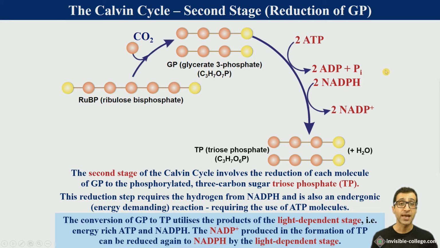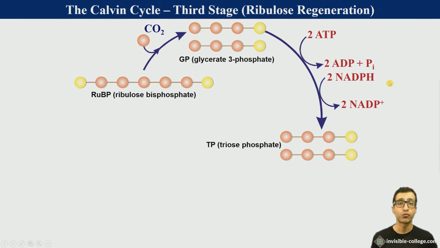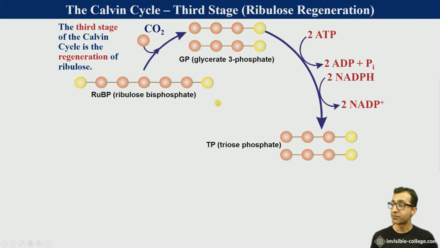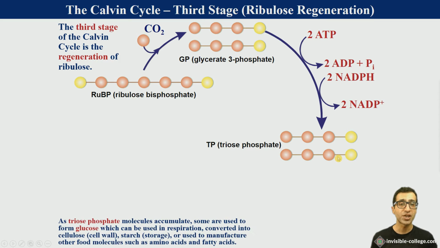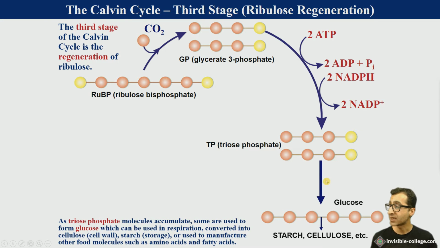So the third stage is what we can refer to as ribulose regeneration. So here we have 2 triose phosphate molecules. Now, as the triose phosphate molecules accumulate, some of these, not all of them, but some of these are used to form glucose, which can then be used in respiration and converted into structural carbohydrates for the cell walls, storage carbohydrates such as starch, or they can also be used to manufacture other essential food molecules which the plant needs, such as amino acids and also fatty acids.